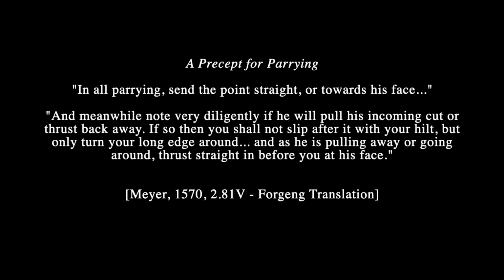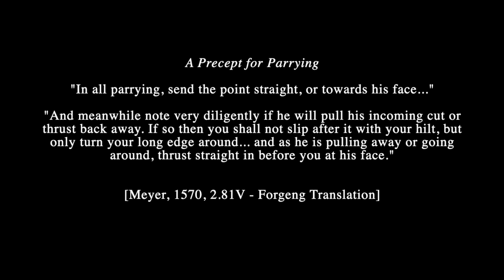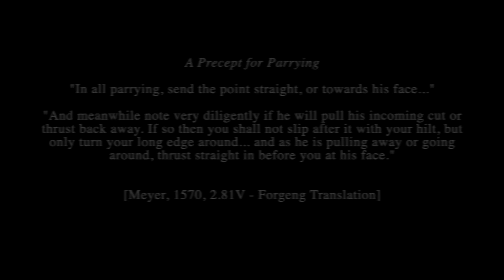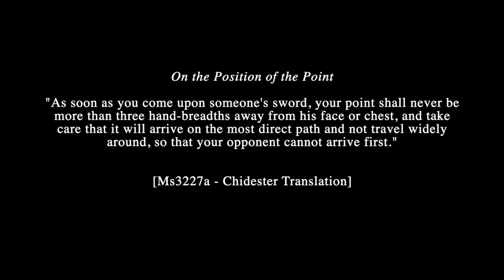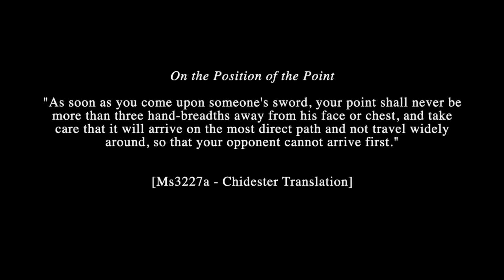Meyer offers additional advice on how we can minimize the tempo of our riposte, and put simply, at the end of our parrying action, we should have our point in a position which threatens our opponent whenever possible. Manuscript 3227A is more specific about this, saying that as soon as you come upon someone's sword, your point shall never be more than 3 handbreadths away from the opponent's face or chest.